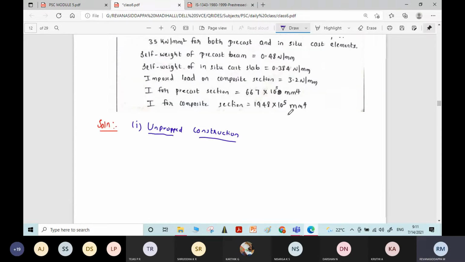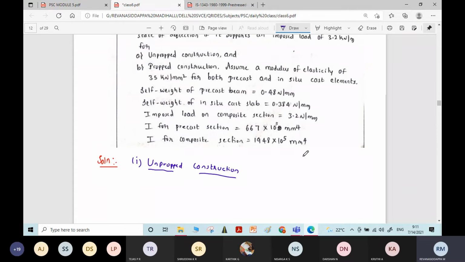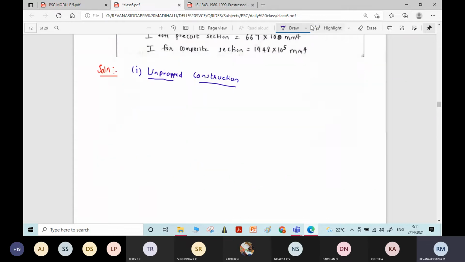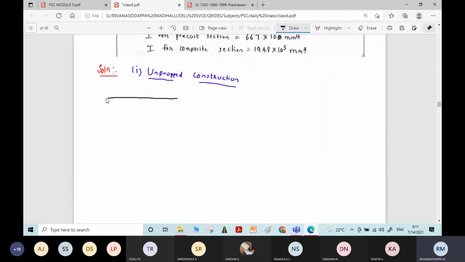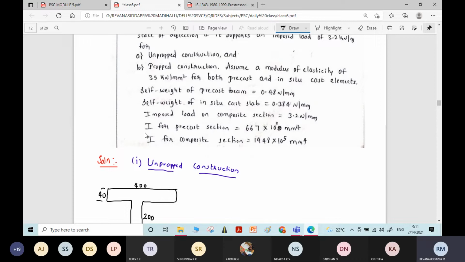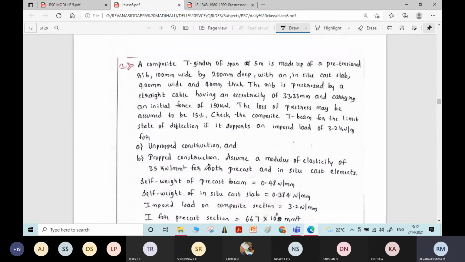If you want to find the deflection of a composite beam, let me write the cross section. This is given as 40, this is 400, and this is 100 and 200. Then the eccentricity of the bars is given, that is 33.33 mm.